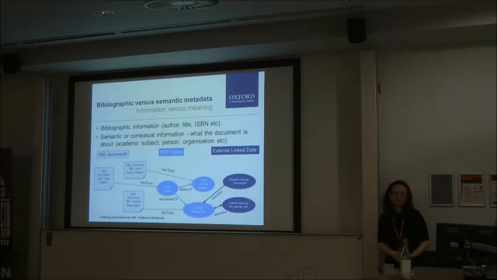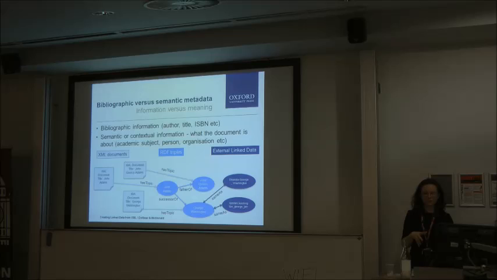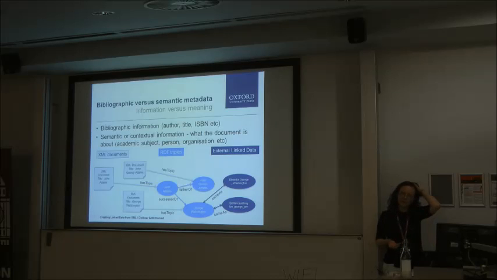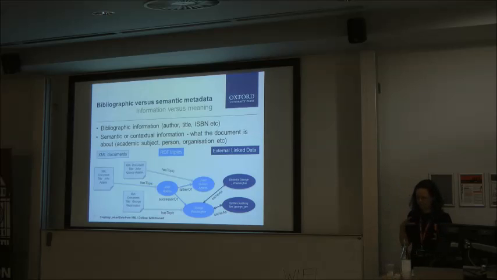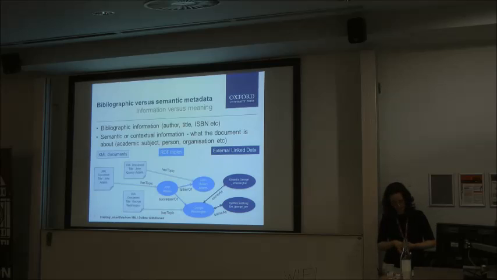So we're still quite at the development stage of our RDF model, because we're starting to see we've got two types of metadata. So we've got the bibliographic information, so things like the title or the ISBN, and at the moment the author. But then we're starting to get more semantic or contextual information, so stuff about what the document's really about, so what academic subject it's referring to, whether it's a person, an organisation, and so on. And so we're really thinking about whether we should change our RDF model or have them as two separate graphs, say.